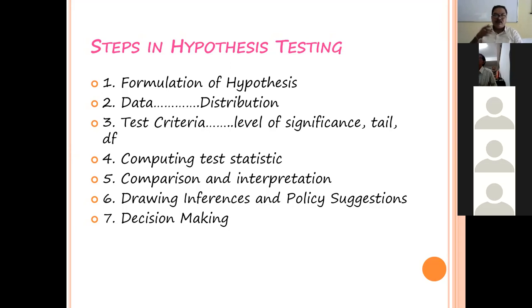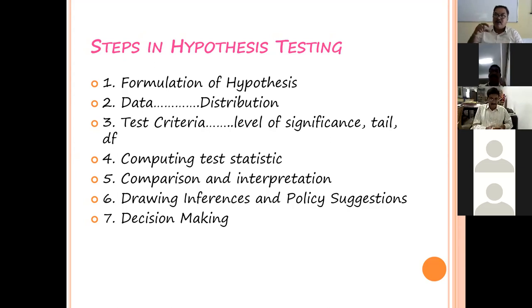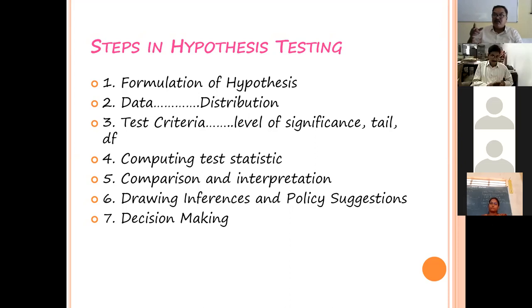And then comparison and interpretation. The fifth step, we compare our calculated value with the table value. Based on the rules and regulations I have already mentioned, we make the decision. We decide whether to reject the null hypothesis or accept the alternative hypothesis.